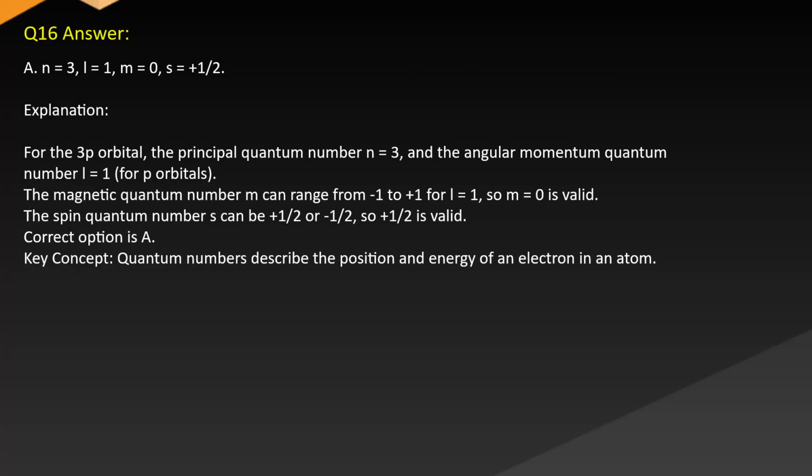Answer. A. n = 3, l = 1, m = 0, s = +1/2. Explanation. For the 3p orbital, the principal quantum number n = 3 and the angular momentum quantum number l = 1. For p orbitals, the magnetic quantum number m can range from -1 to 1, so m = 0 is valid. The spin quantum number s can be +1/2 or -1/2, so +1/2 is valid. Correct option is A. Key concept. Quantum numbers describe the position and energy of an electron in an atom.